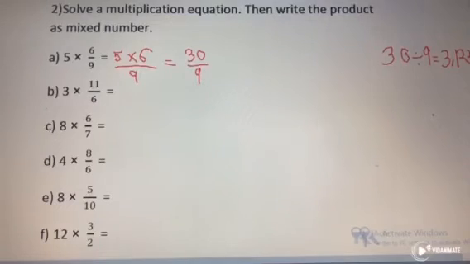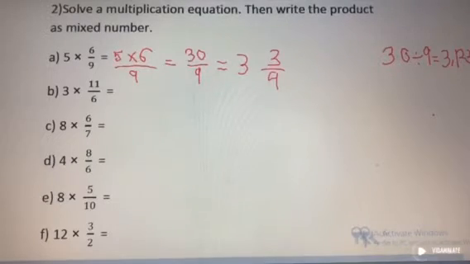How will I write the answer now? For 30 over 9, I will write the answer 3 as a whole, and the remainder as a fraction with the same denominator. The answer will be 3 and 3 over 9.